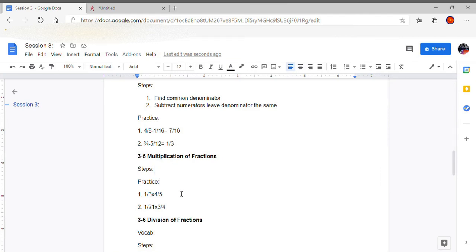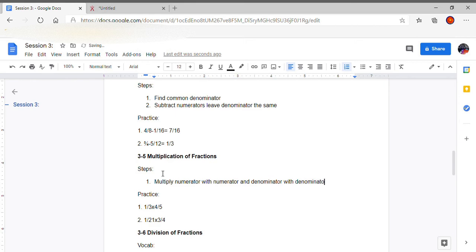Now, multiplication of fractions. This one's much different than addition or subtraction. This time, you don't need to find a common denominator. Number 1. Multiply numerator with numerator and denominator with denominator. So this time you do not leave the denominator the same, and you don't need a common denominator.